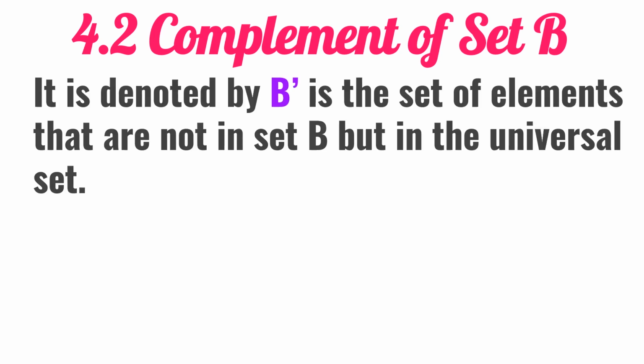Complement of set B. It is denoted by B apostrophe, and it is the set of elements that are not in set B but in the universal set. B apostrophe denotes complement of set B.